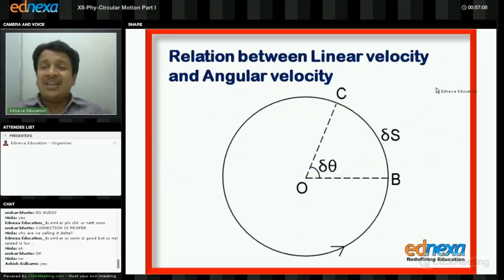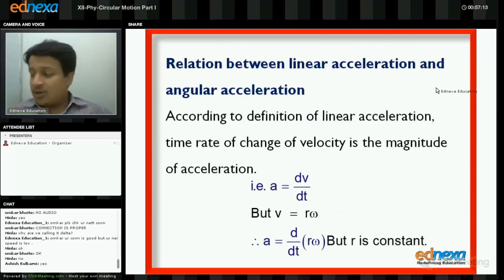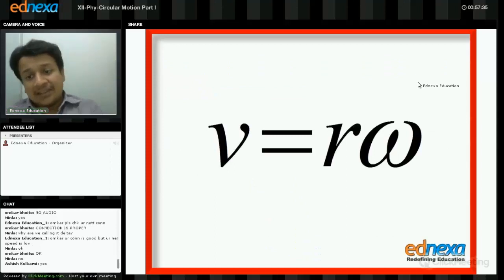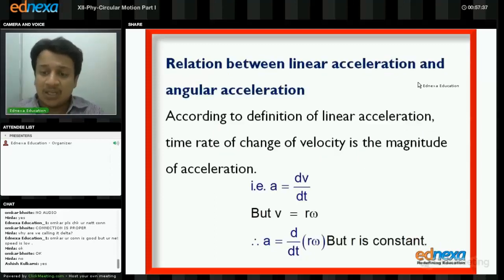Next point, relation between linear acceleration and angular acceleration. According to the definition of linear acceleration, the time rate of change of velocity is the magnitude of acceleration. Is it right? So a is equal to dv upon dt or delta v upon delta t. But we just discussed the formula v equal to r omega, no? So can I substitute r omega in place of v over here? Okay, so after substituting, acceleration is equal to d by dt of r omega.